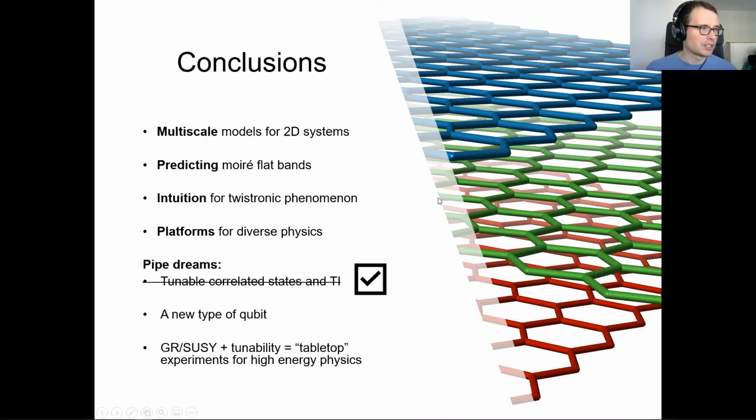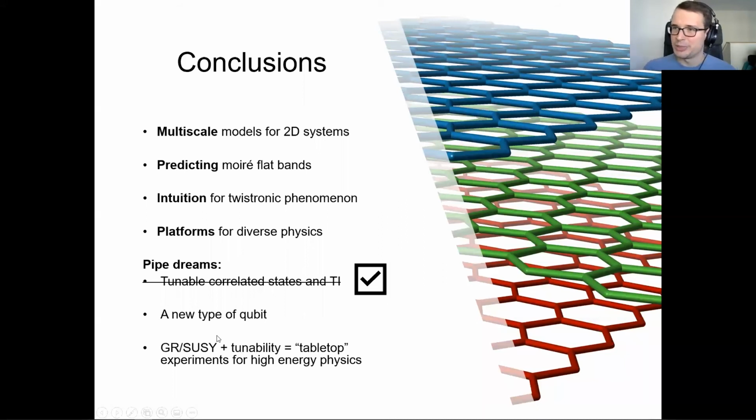So I also have a section called pipe dreams. This first one you'll notice is crossed out. Back when I started my PhD and worked on this topic, this first one would basically be my final line in all my conclusions, which is, hey, we can use these Moiré patterns to create correlated states and topological insulation. And we're done. We did that. Good. So now we need to do these other things.